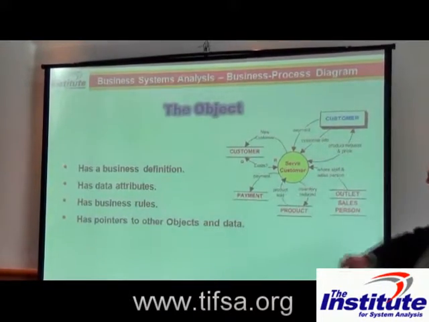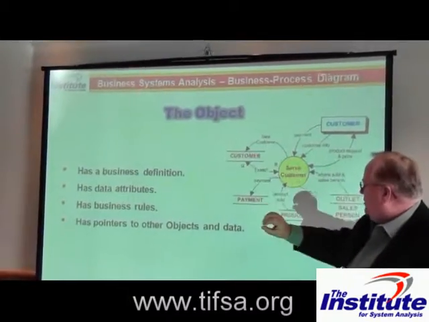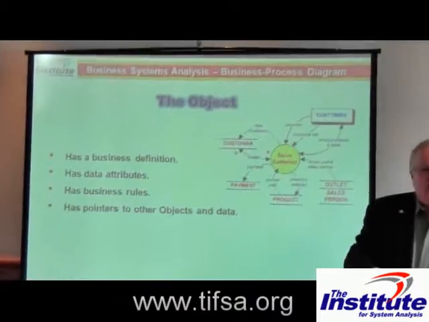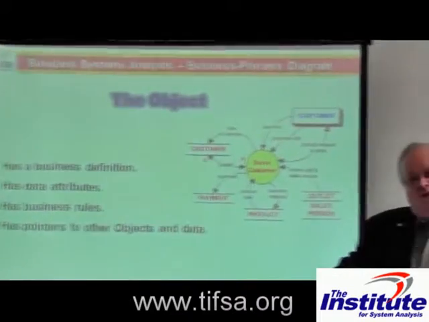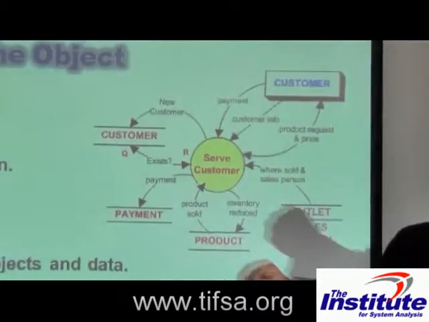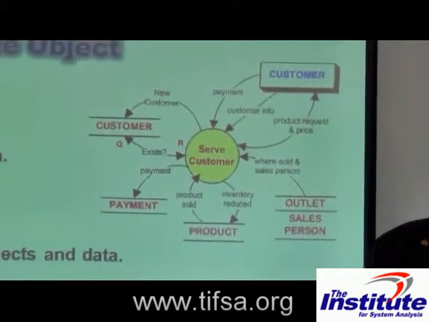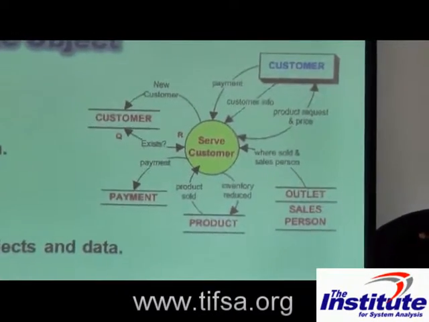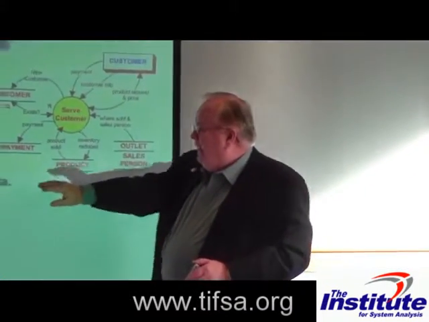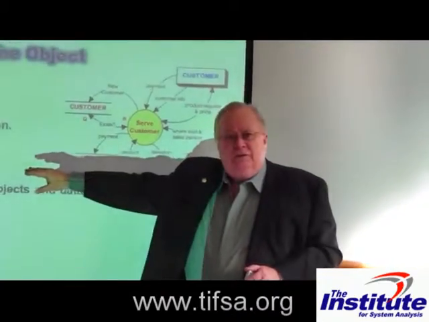Every object, such as customer and payment and so on, has to have data attributes. That is, data items that are attributed to the object. For example, for payment, we want to be able to know the date of the payment. We want to be able to know the amount of the payment, the taxes involved, and so forth. And we have business rules.